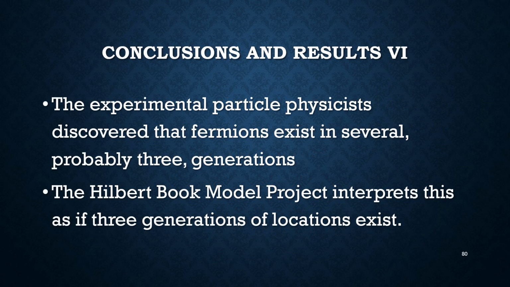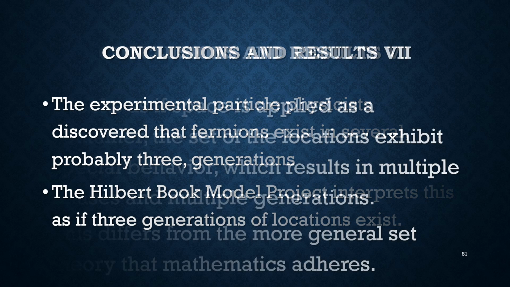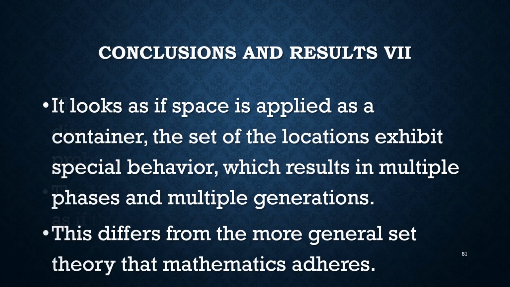The experimental particle physicists discovered that fermions exist in several, probably 3, generations. The Hilbert Book Model project interprets this as if 3 generations of locations exist. It looks as if space is applied as a container. The set of the locations exhibit special behavior, which results in multiple phases and multiple generations. This differs from the more general set theory that mathematics adheres to.